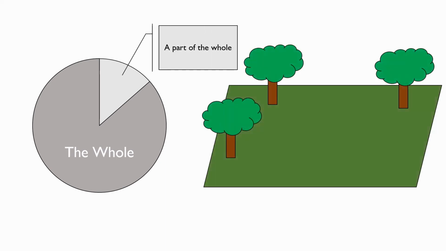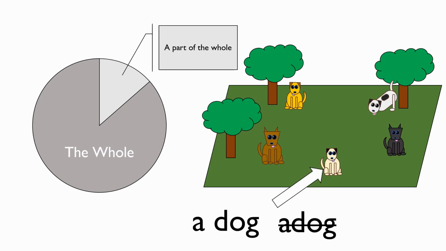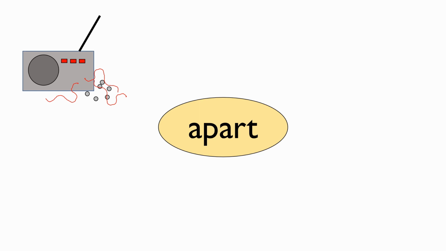That is, whenever you're dealing with something that is a part of a larger something, you're dealing with a part. In the same way that if you're dealing with one dog in a whole park, you would write "a dog," not "adog." One word apart, on the other hand, is a modifier. It adds information to other words, and it adds a sense of separation or distance. So you can take a radio apart to see how it works, and then even note that the antenna is a part of the radio.